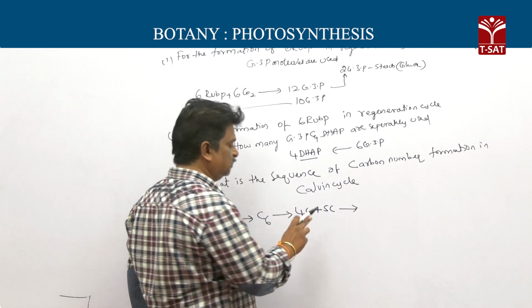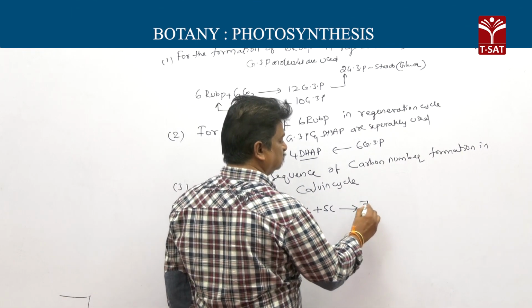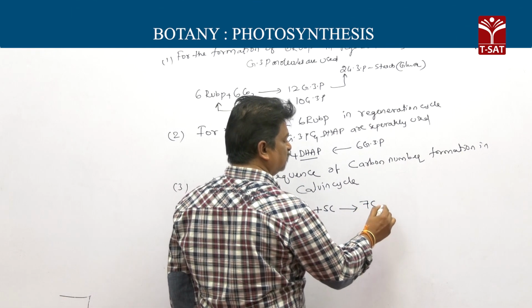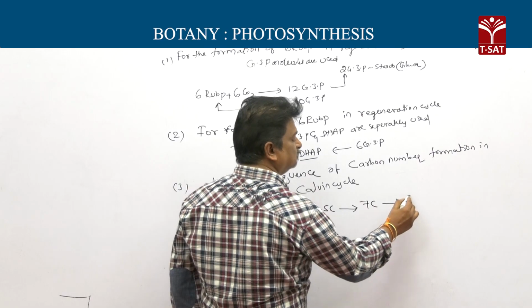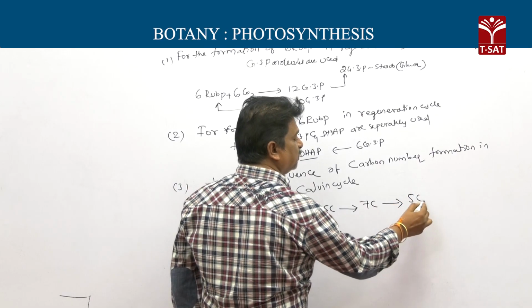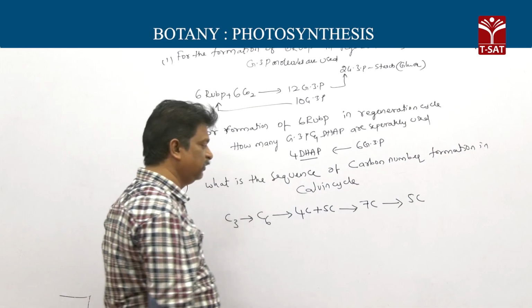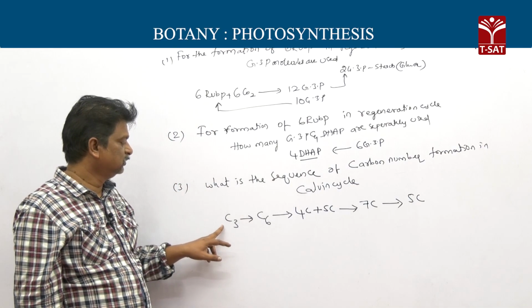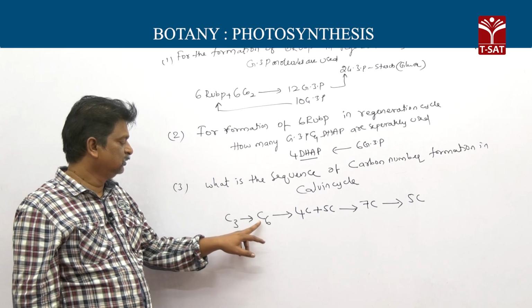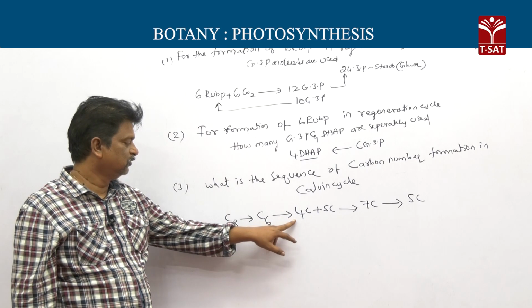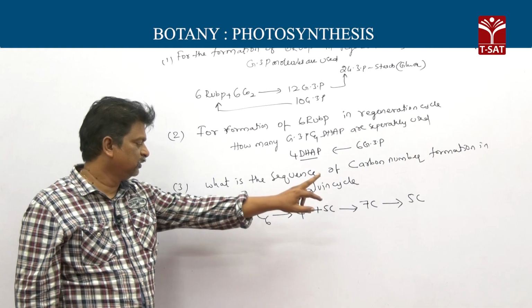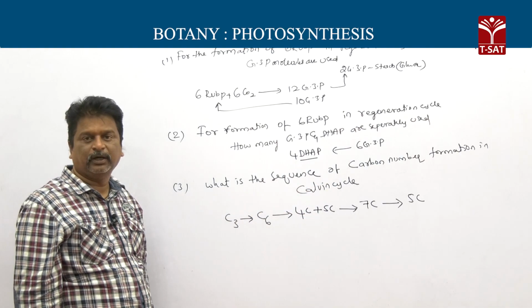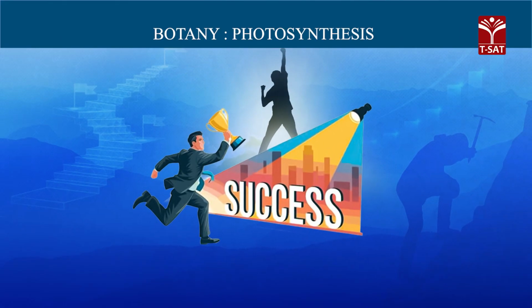Next, after that, 4 carbon and 3 carbon fuse to form 7 carbon. After that, 7 and 3 carbon fuse to form 2 5 carbon compounds. So, answer is this sequence C3, 6, 4 carbon, 5 carbon, 7 carbon and 5 carbon.